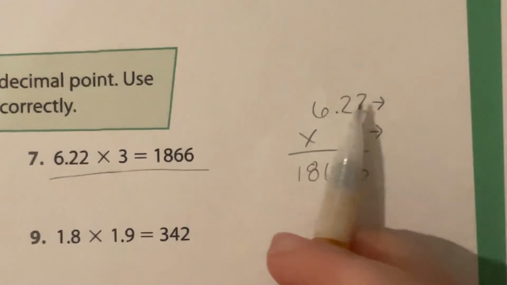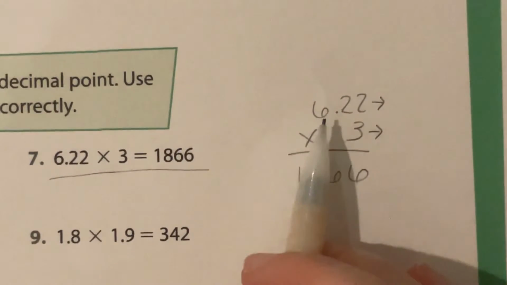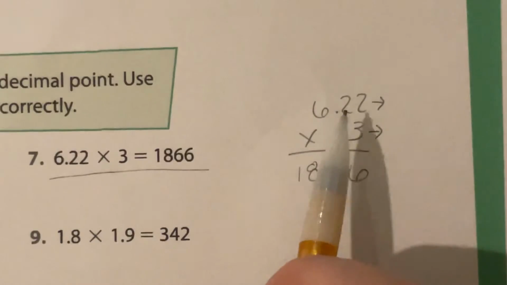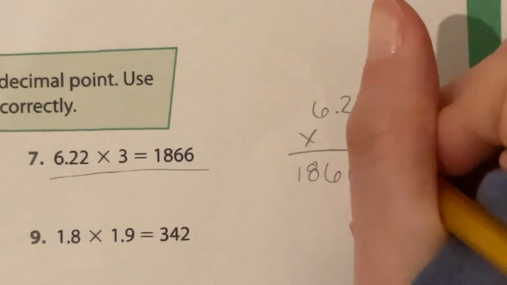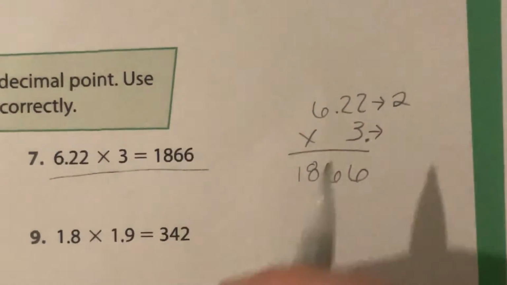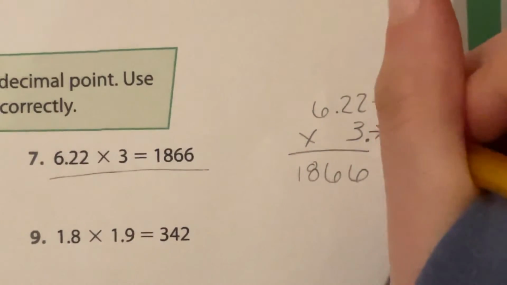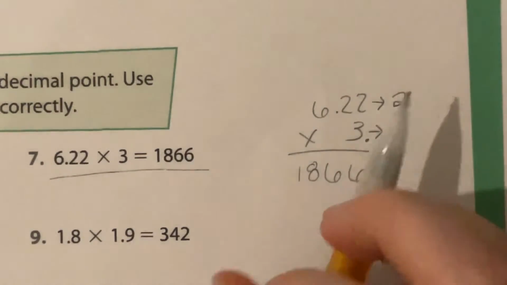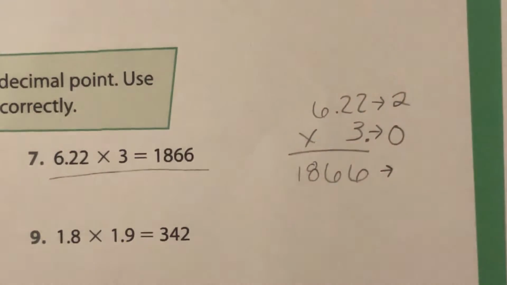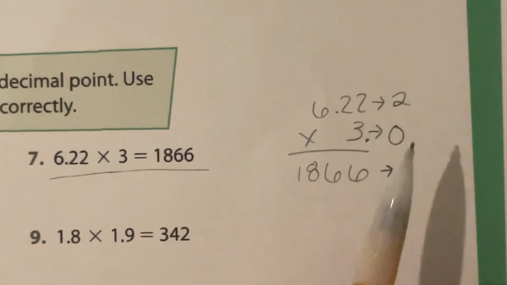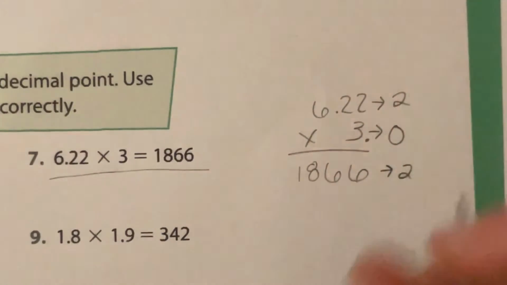How many digits are to the right of the decimal point here? I want you to look. 1, 2. How about here? My 3. Where would my decimal point go? It would go right after it. And how many digits are to the right? 0. Okay. So I have 2 and 0. So I know that in my answer, how many digits are supposed to be to the right of the decimal point? 2 plus 0 is 2.